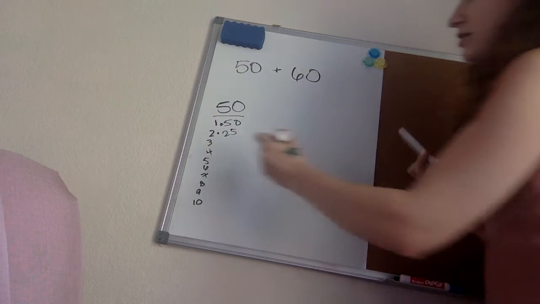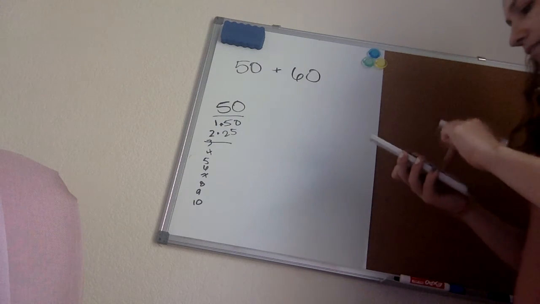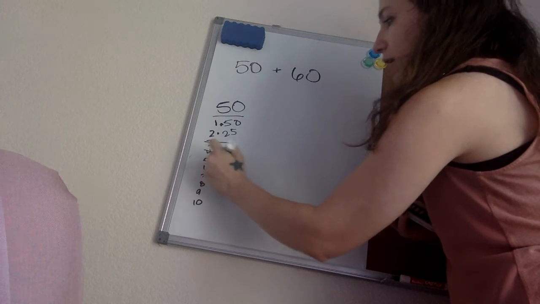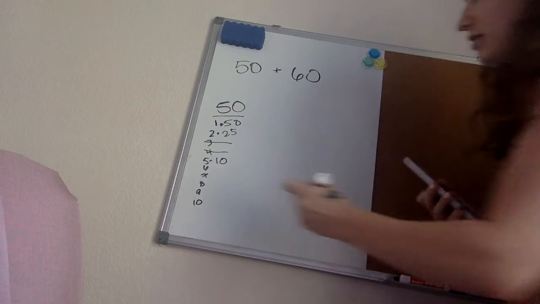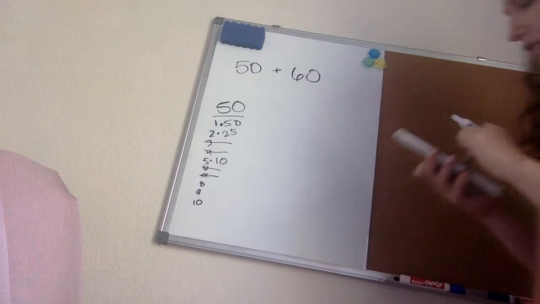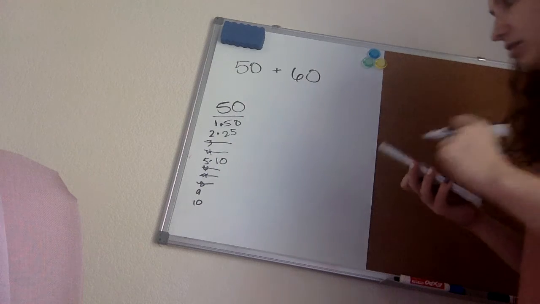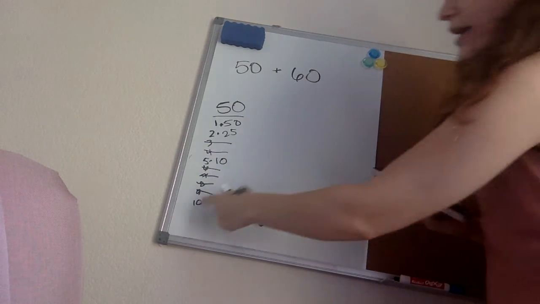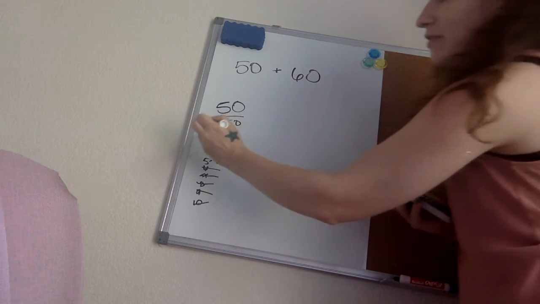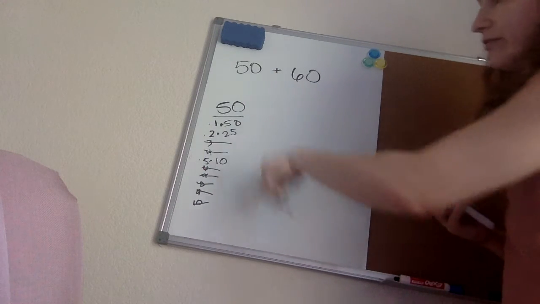50 divided by 3 does not work. Can't do that one, just cross it off. 50 divided by 4 does not work. 50 divided by 5 is 10. 50 divided by 6 does not work. 50 divided by 7 doesn't work. 50 divided by 8 doesn't work. 50 divided by 9 does not work. And look, I already had 10, so I'm done. These are all my factors. I've got 1 times 50, 2 times 25, and 5 times 10. Those are all the factors of 50.